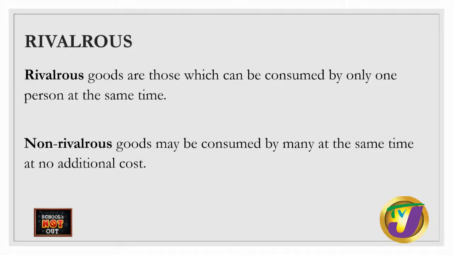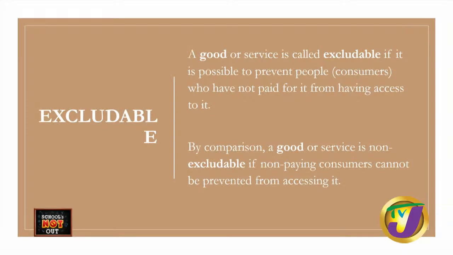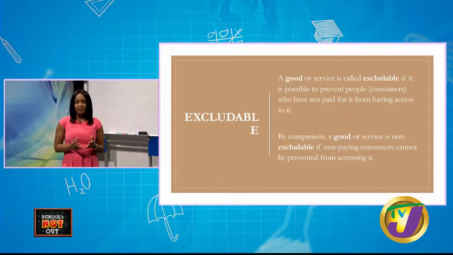So I explained the concepts of rivalrous and non-rivalrous. So for instance, if I have a cake, if I am eating my cake, you cannot also eat my cake. So that would make the consumption of that good rivalrous. Also, we're going to look at the concept of excludable. So a good or service is called excludable if it is possible to prevent other persons from consuming it. So if you have not paid, then it is considered to be something you can be excluded from.